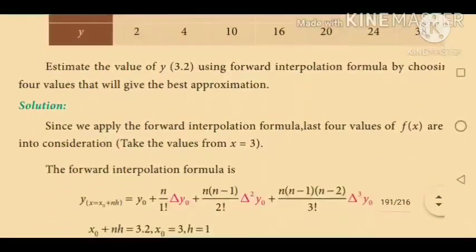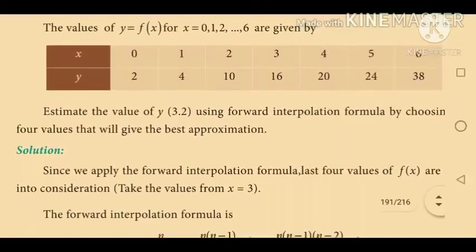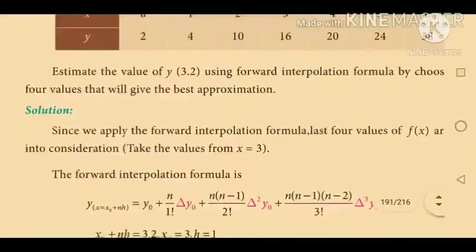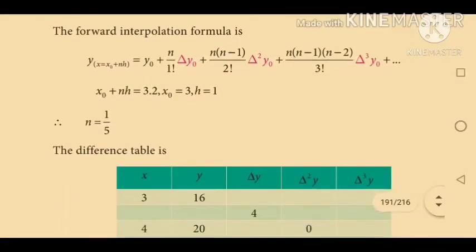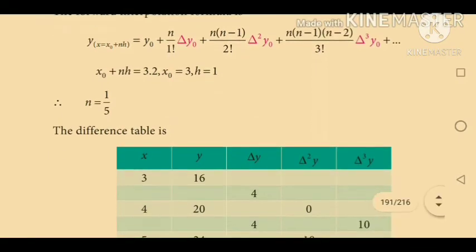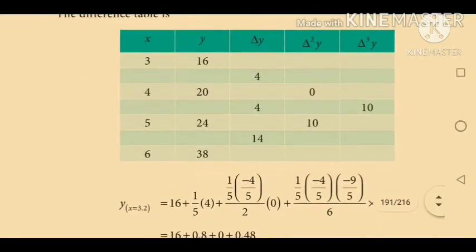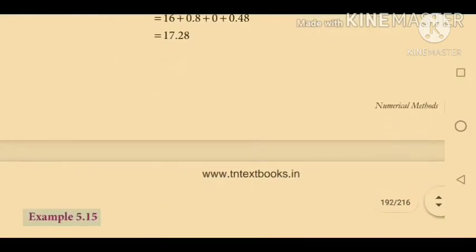Okay, since we apply the forward interpolation formula, the last 4 values of f of x are taken into consideration. Therefore, the forward interpolation formula is given. X naught is 3. Then n, we are finding the value of n. h equal to 1, that is 4 minus 3, we are getting h value 1. n equal to 1 by 5. Now find the delta y, delta square y, delta cube y. Then apply the formula. You are getting the answer 17.28.